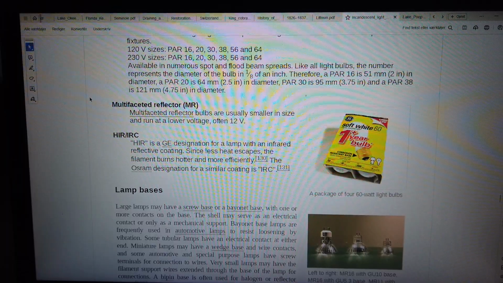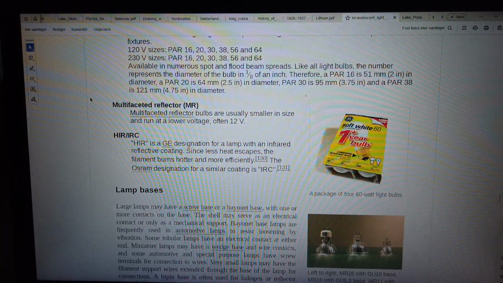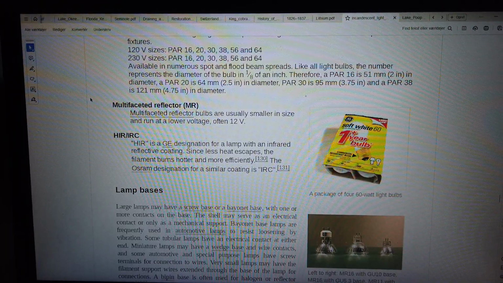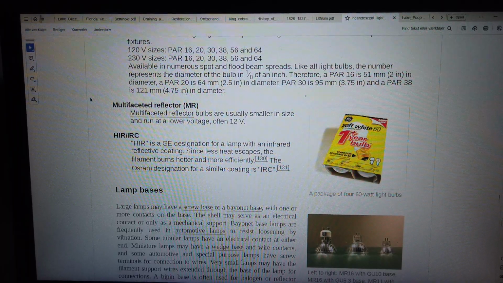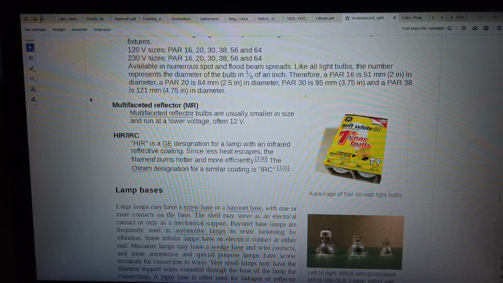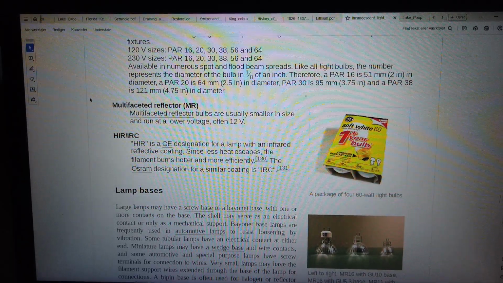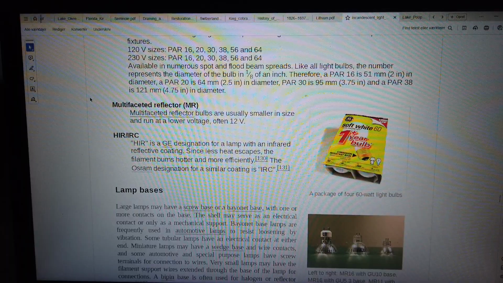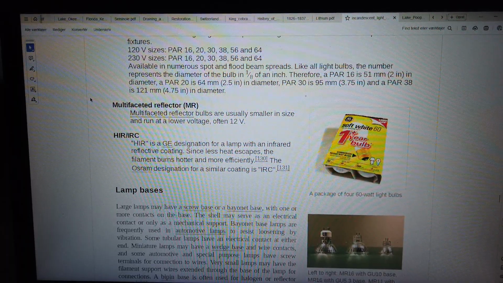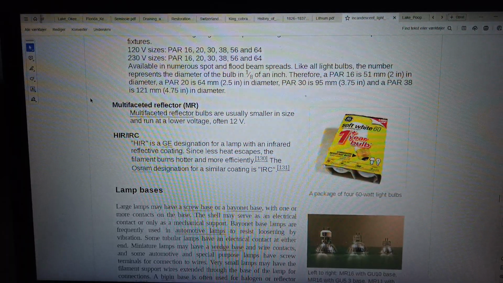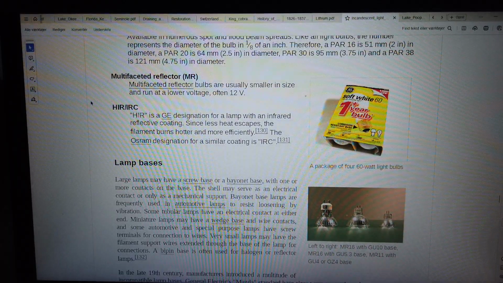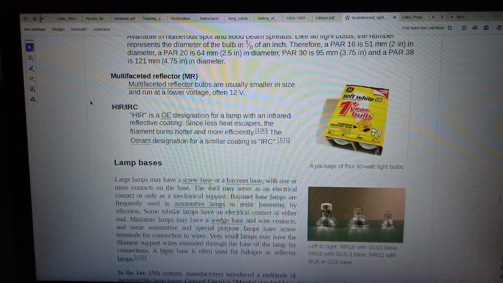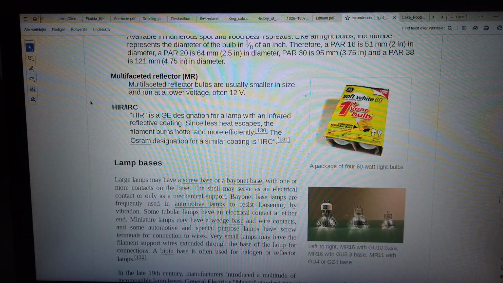Like all light bulbs, the number represents the diameter of the bulb in 1/8 of an inch. Therefore, a PAR16 is 51 mm, 2 in diameter, a PAR20 is 64 mm, 2.5 in diameter, PAR30 is 95 mm, 3.75 in, and a PAR38 is 121 mm, 4.75 in diameter. A package of 60-watt light bulbs.